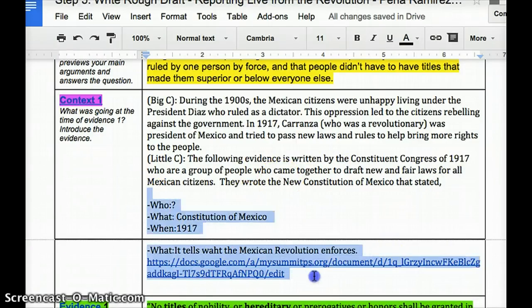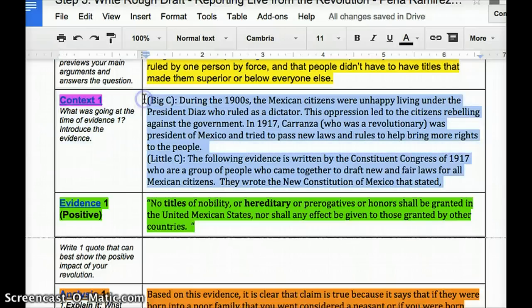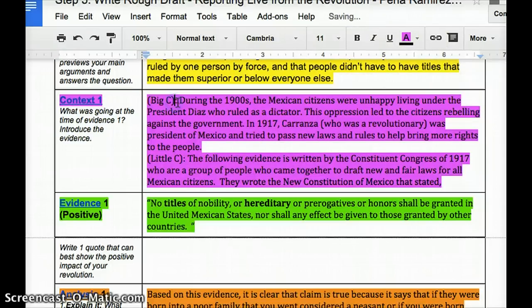So I don't need all of this anymore, so I could delete it. And I could make this pink. And so now I have my big C and my little c. And let me do a quick check. Do I have everything that I need? Do I have the author, the date, the purpose, and the name of the title, if there is a title?